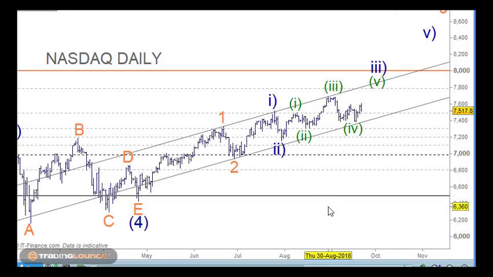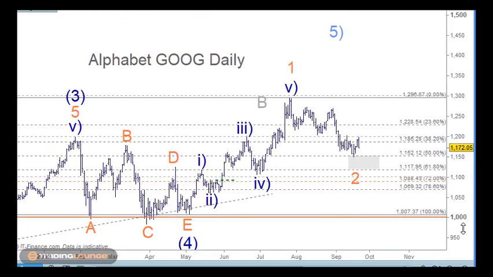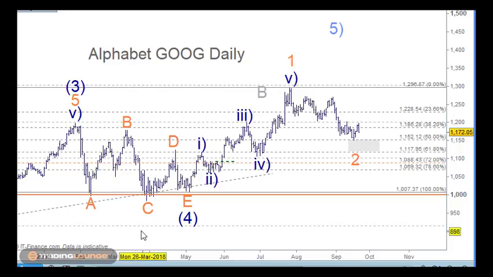But I don't see how this trend to the upside is finished. I know that Amazon is still reacting from the 2000 level, or major trading level 2. And if we have a look at another big one here, Alphabet, Google, I've got a slightly different count here.